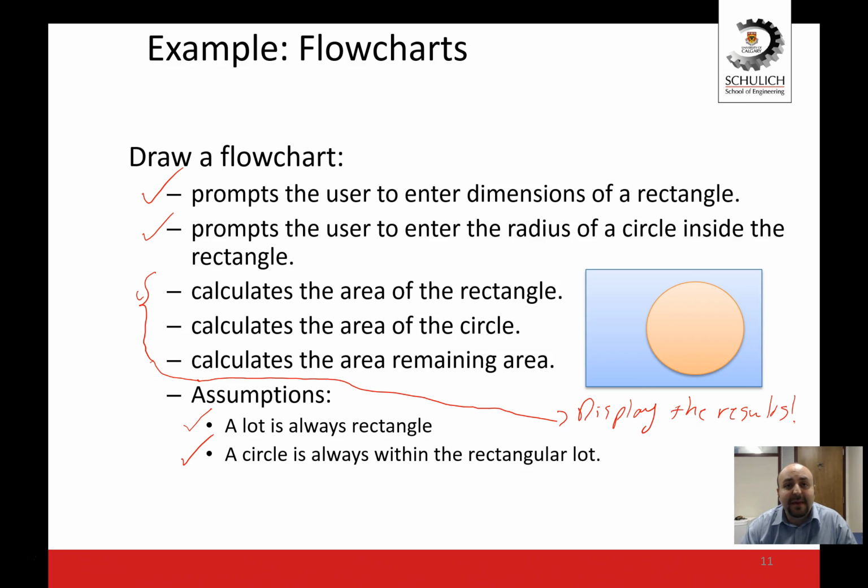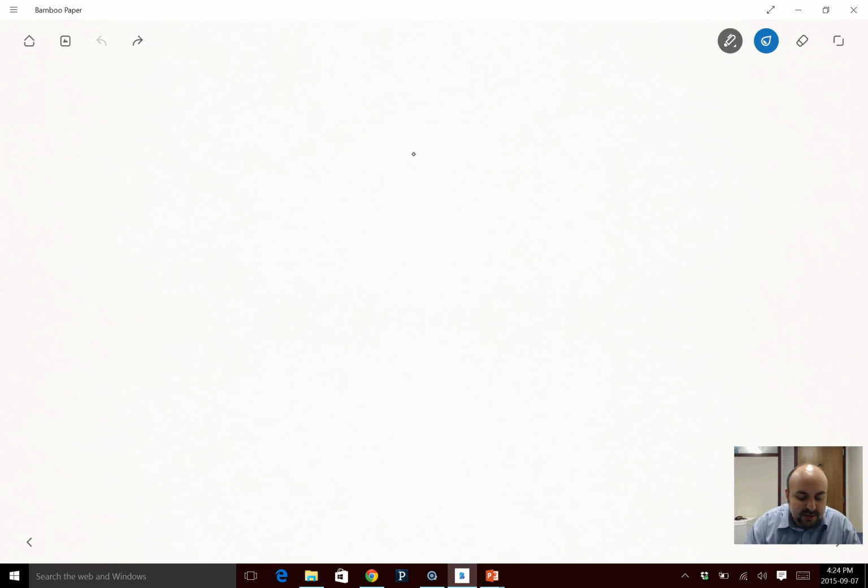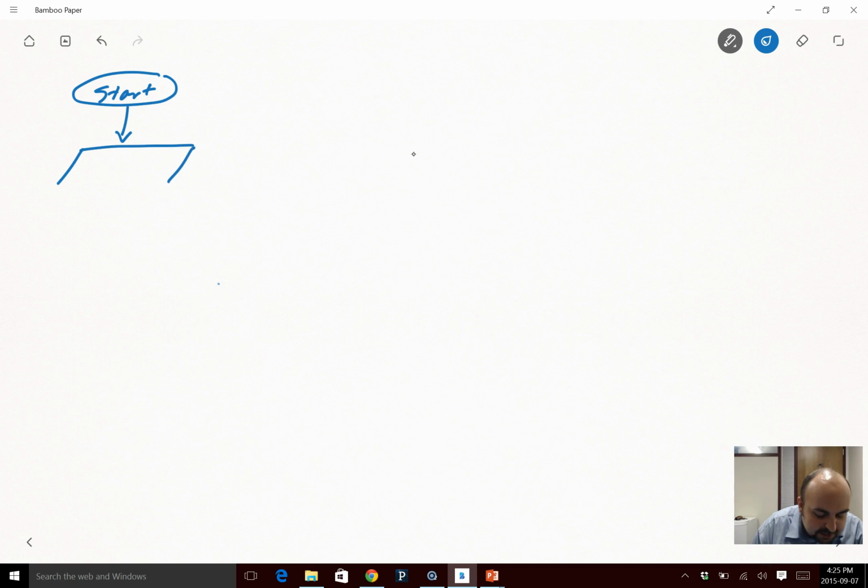So let's try to express this using a flowchart, and maybe follow along with me. That would be great if you had a pen and paper handy and you could do this with me. So we're going to start our flowchart. Then, because it's for input and output, we use a parallelogram. So we're just going to say get width W of rectangle.